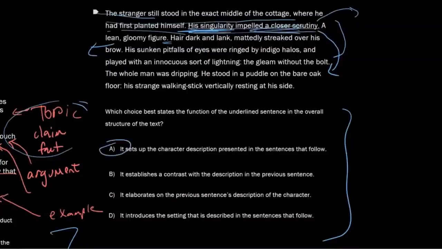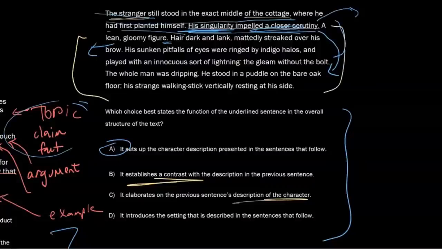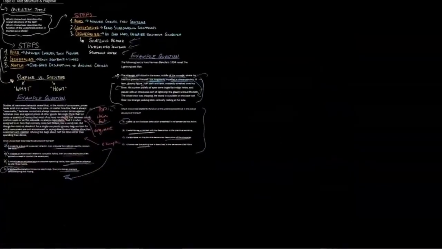This is our why. It's impelling a closer scrutiny, and it's leading to the whole rest of the passage, which is our character description. There's no contrast. He hasn't moved. He hasn't done anything. There's no description of the character really here. He's in the middle of the cottage, he's a stranger. That's pretty much it. It's not really elaborating on that. It's more elaborating on his looks at this point, right? Introduces the setting? Not true. That's the first sentence. And that is how you would solve any sort of text structure and purpose question.